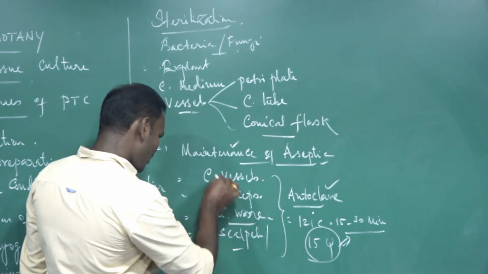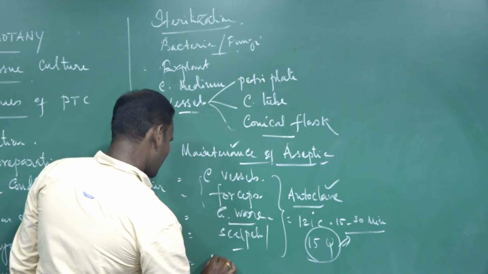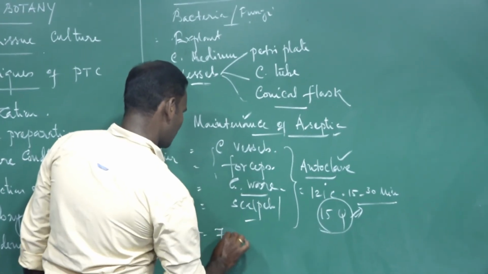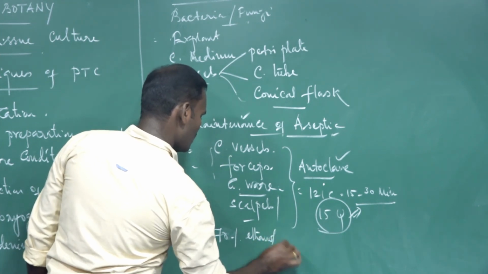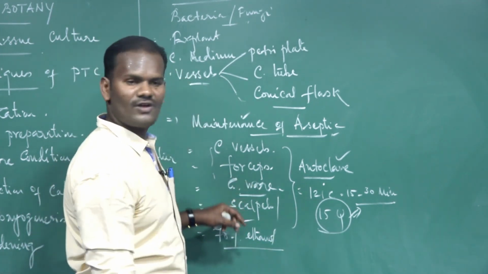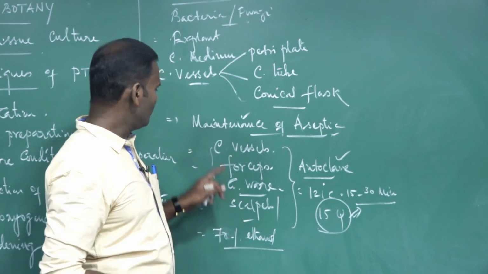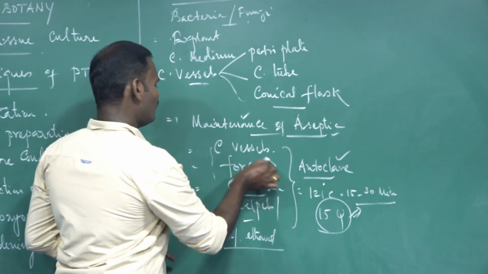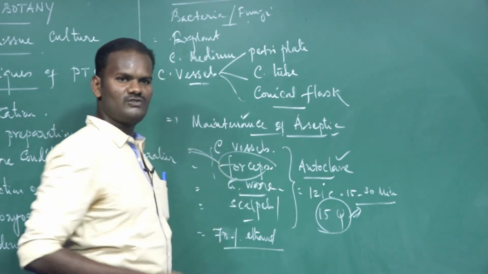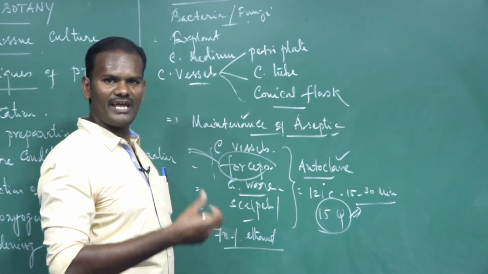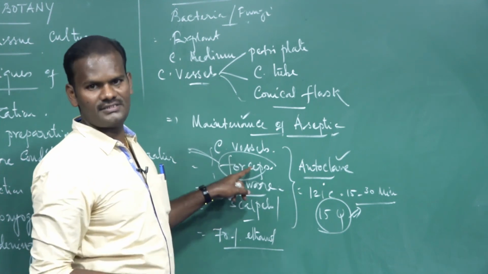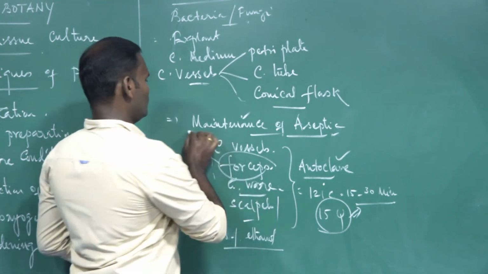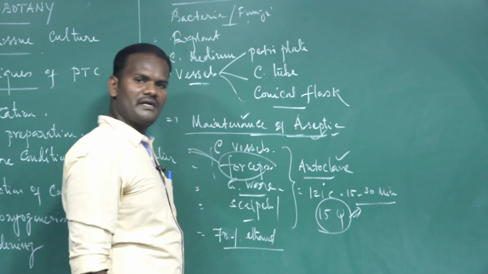Otherwise, all these vessels are dipped in 70% alcohol, 70% ethanol. They should be free from microbes. Then flamed and cooled forceps are used. First you should flame the forceps, then cool. That is used for transfer of the explant onto the culture medium. So these are the maintenance of aseptic conditions.